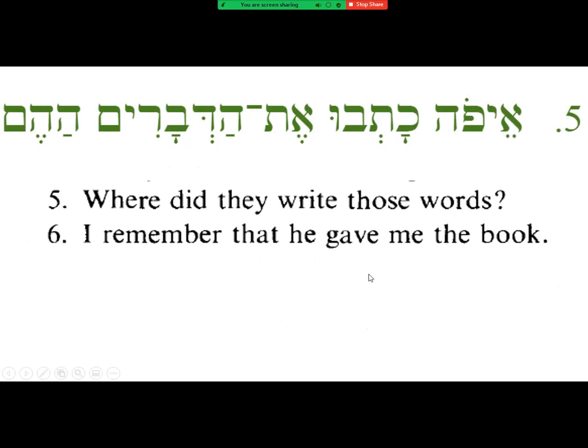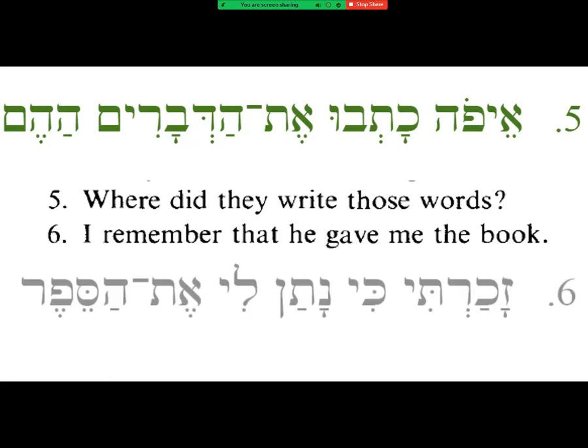I remember they gave me the book. Okay, I remember, this is the one from today, zachar. And so this is zacharti, which can be remember or remembered in the past. Ki, that natan, he gave, li, to me, et hasefer, the book. He gave to me the book. He gave the book to me.